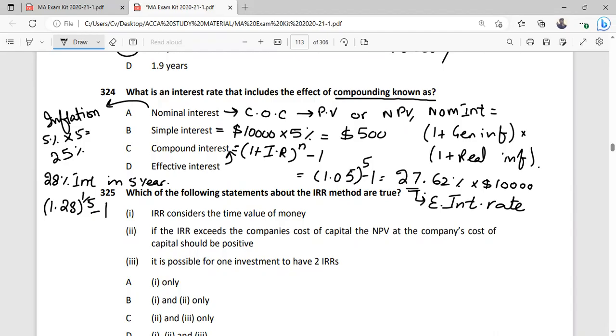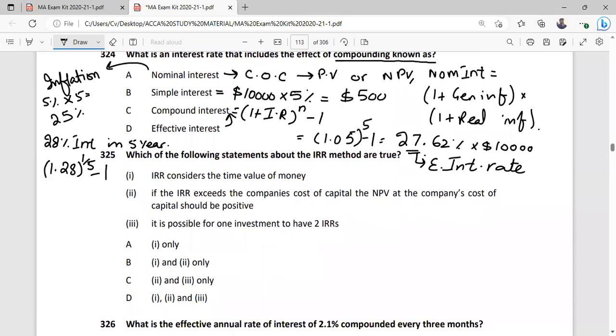Next one is, which of the following statements about the IRR method are true? Compounding is known as effective interest, not compound interest. IRR considers the time value of money. Time value of money means present value of cash flows. This statement is correct. If IRR exceeds the company's cost of capital, the NPV at the company's cost of capital should be positive. In fact, it will be positive.